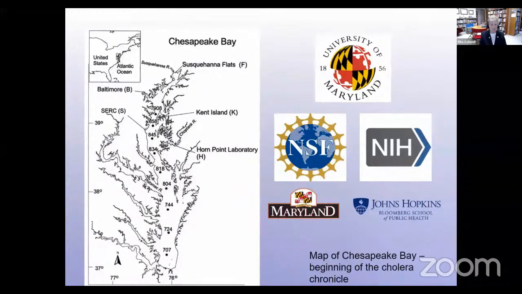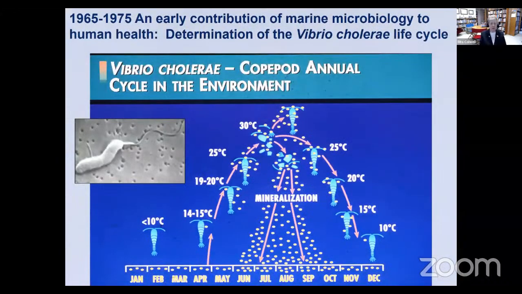This is the Chesapeake Bay on the Atlantic coast of the United States. We started our work back in the 60s and the 70s, and the numbers show the stations where we take water samples even at the present time. The discovery that we made was that the bacterium is naturally occurring in the environment, and you can see the bacterium, a curved rod with a single polar flagellum, a tail, which allows it to be motile, active, swim in water. The bacteria are associated with plankton.